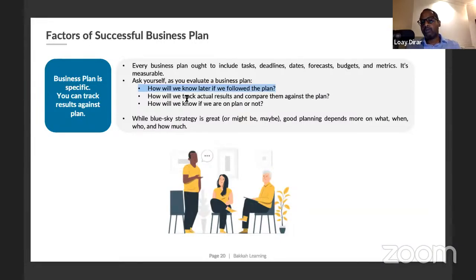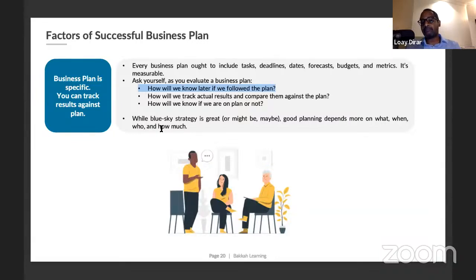Okay, how will we track actual results and compare them against the plan? Comparing actual results versus those planned definitely will give you a very good indicator about how well we are progressing. And finally, how will we know if we are on plan or not? So any kind of deviation must be triggered and must be treated immediately, because if you don't tackle issues on the spot, definitely it's going to ruin your entire idea.